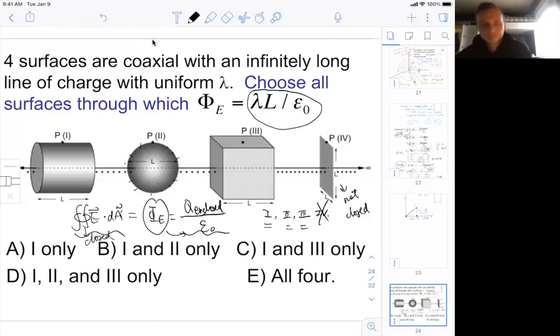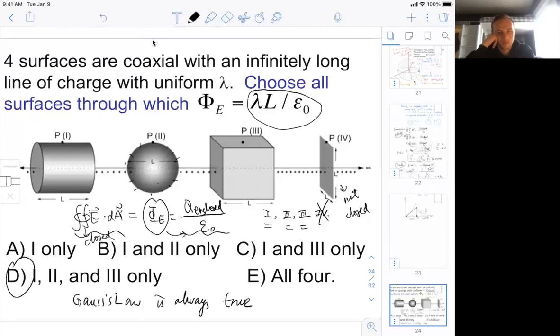Yes, right. So Gauss's law, again, this is a question asking if you remember that Gauss's law is always true, regardless of the surface you choose. You can choose a surface that looks like this, however you want. Gauss's law is still true.